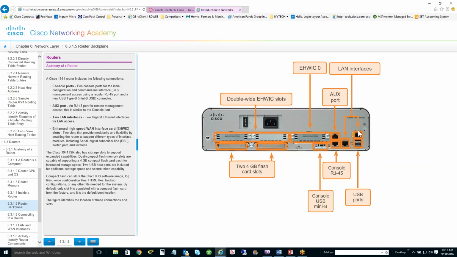And then you've got your two LAN interfaces, which are by default built into the router. So without any of these modules, you can play with the router and set up some routes. And then a USB port, which doesn't get used much.